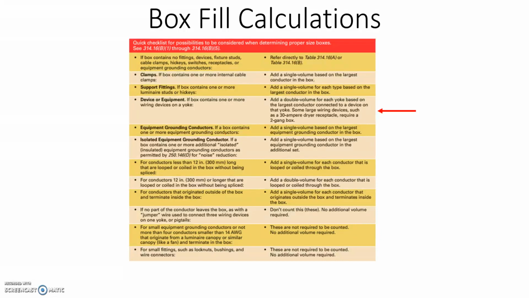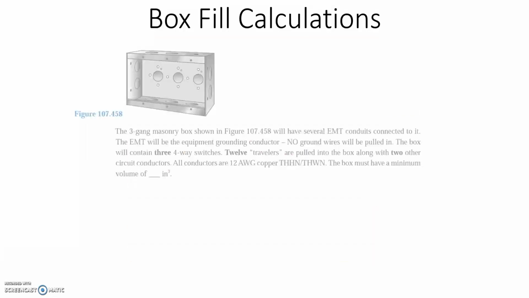For conductors less than 12 inches that are just looped in the box, they don't count anyway. Or we don't have them, I'm sorry. So then conductors 12 inch or longer that are looped, we got a double volume. For conductors that originate outside the box, we're going to add a single volume for each conductor. And that's exactly what we have here. Conductors that started somewhere else ended up in our box. So we're going to have to count this. Okay, and the rest, we don't really have those either.